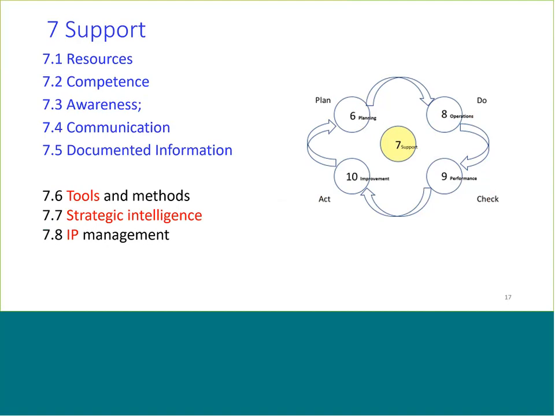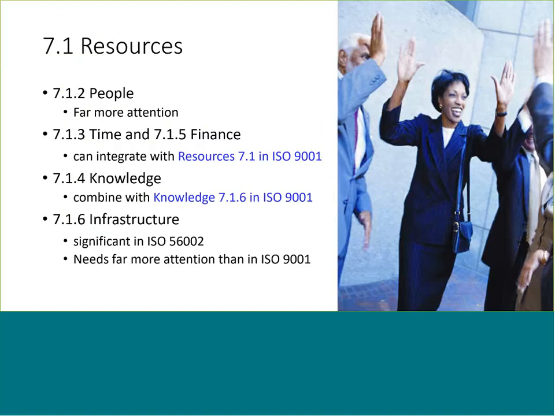Then in clause 7, support. Very strong alignment with 9001. All the items in blue that I keep showing are where there is common structure with 9001. However, there are a lot of extra components within these major clauses, and you'll see in black at the bottom of the page the extra clauses that have been added in. So resources first. And you see the additions that have been put in. The people clause gets far more attention than 9001. We've added in clauses on time, time usage and finances.